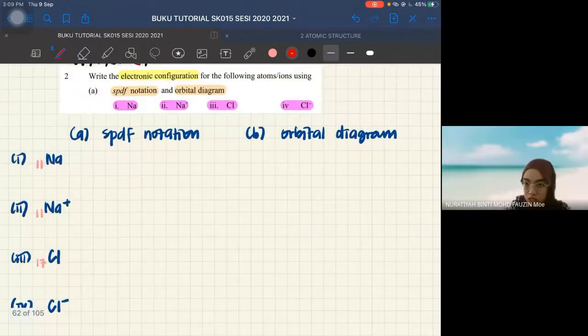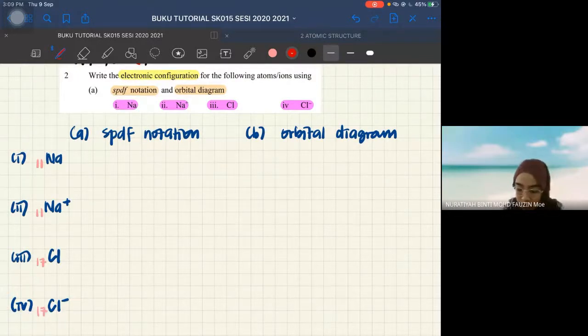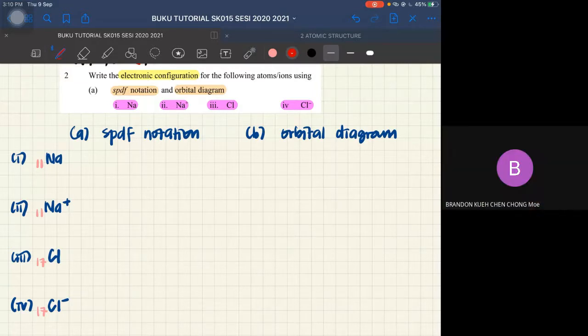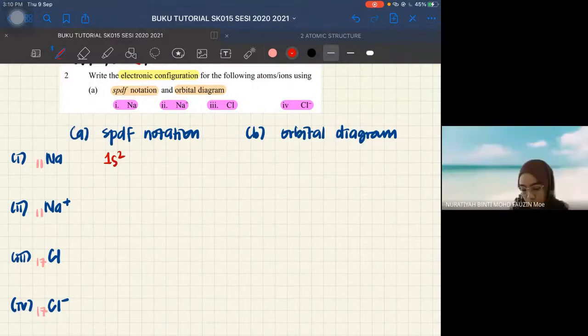Okay, next number 2. Write the electronic configuration for the following atoms or ions using SPDF notation and orbital diagram. So for sodium, sodium has 11 protons. So since it is an atom here, tak ada charge, you will have 11 electrons. So that means your SPDF notation will be 1s2, 2s2, 2p6, 3s1. Okay. So you have 11 electrons. So fill in your electron accordingly. Dalam s orbital boleh ada 2, dalam p orbital boleh ada maximum 6. Okay. So ini satu je lah sebab kita ada 11 elektron.